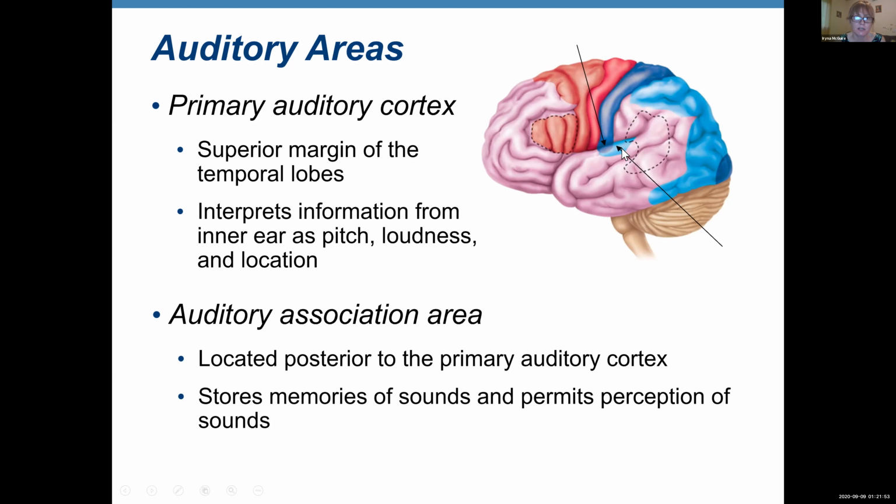Then we have the second area, shown in light blue, the auditory association area, posterior to the primary auditory cortex, and this stores memories of sounds and permits perception of sounds, right? Not only do you hear something, but you know what it is. The primary one is responsible just for hearing. But let's say somebody has a stroke in this auditory association area. They might hear a sound, but they would not realize that, oh, it's a dog barking, because the association area might be damaged, right?